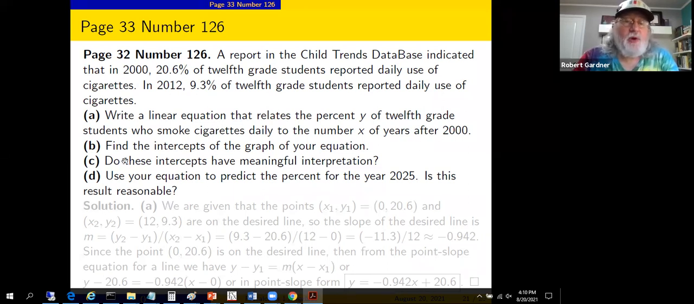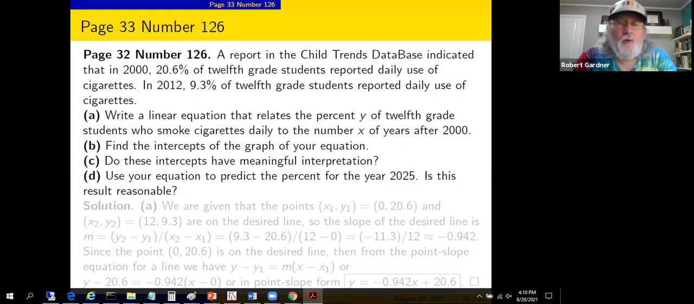Write an equation. Part B, find the intercepts of the graph of your equation. Part C, do these intercepts have meaningful interpretation? Part D, use your equation to predict the percent for the year 2025, for which X would equal 25. That's 25 years after 2000. Is this result reasonable? So they try to make you think a little bit in this one beyond just algebraic manipulations.